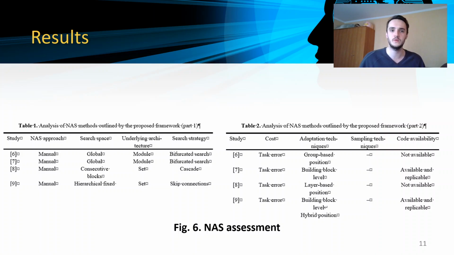The primary goal of most search methods remains task error reduction. Individual building blocks and diverse levels are commonly utilized in the adaptation stage. Among sampling techniques, pathfinding and parameter sharing are in favor. The number of works with open source code is approximately equal to the number of works without code.